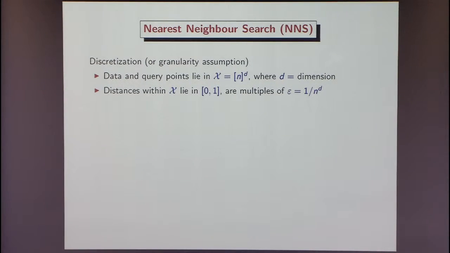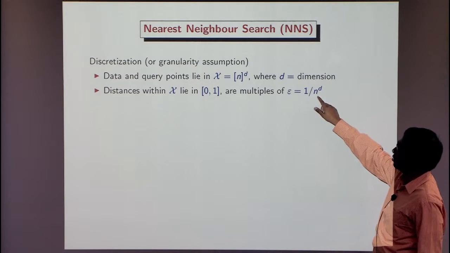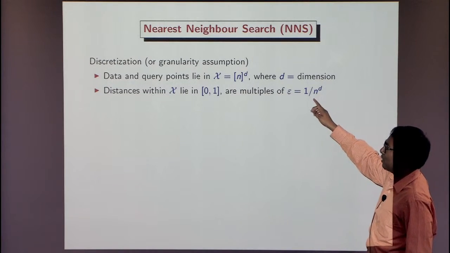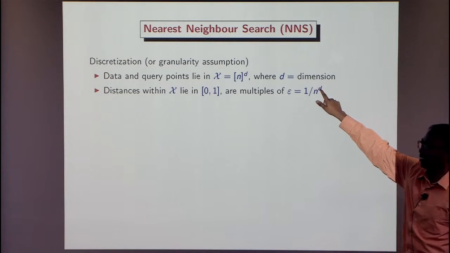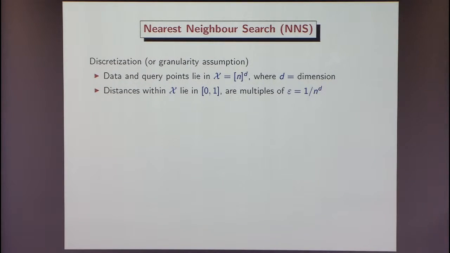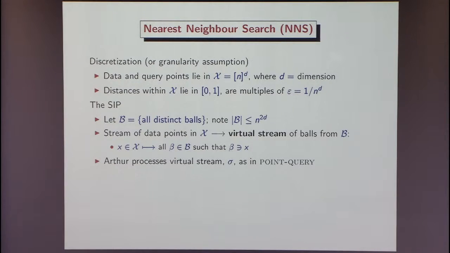And if it's not exactly 1 over n to the d, but something like 1 over n squared to the d, then it's no big deal. The results won't change. You can just assume that there's some factor in front of the d. It doesn't change anything. Okay, so let us consider the set B, which is all the distinct balls in this space, so all possible centers and all possible radii. That's a finite set because of this granularity assumption.